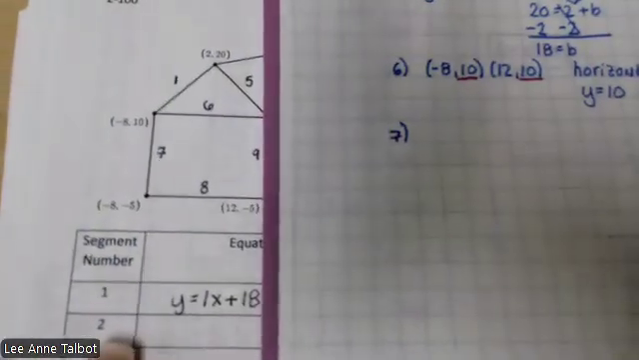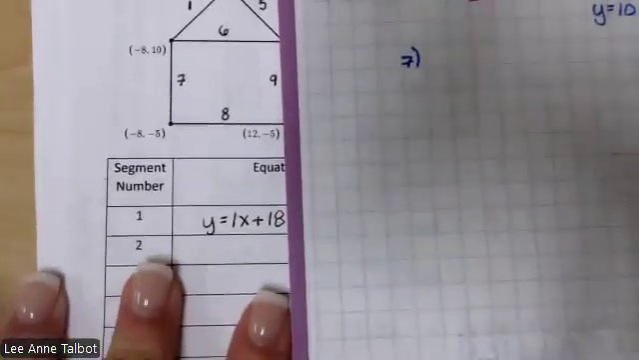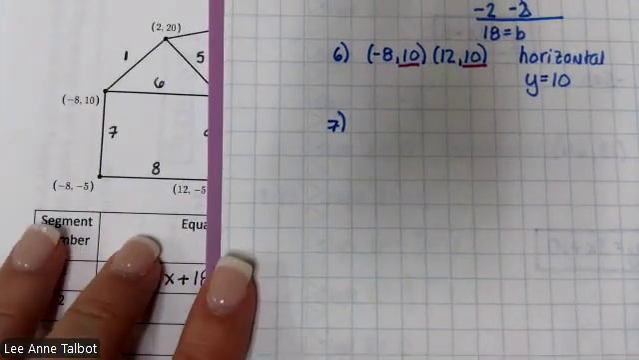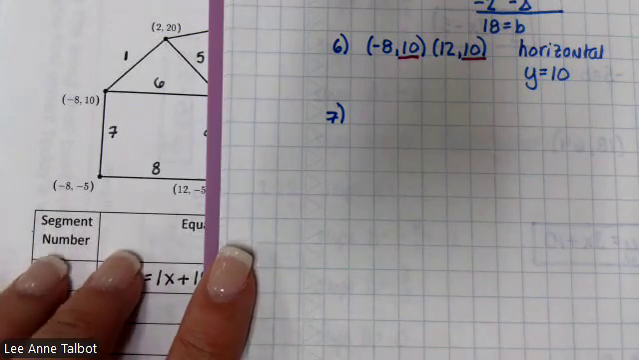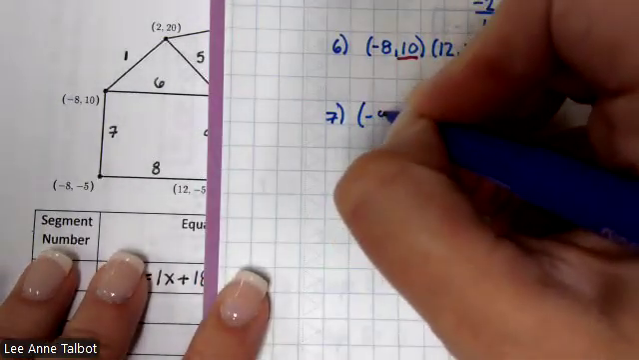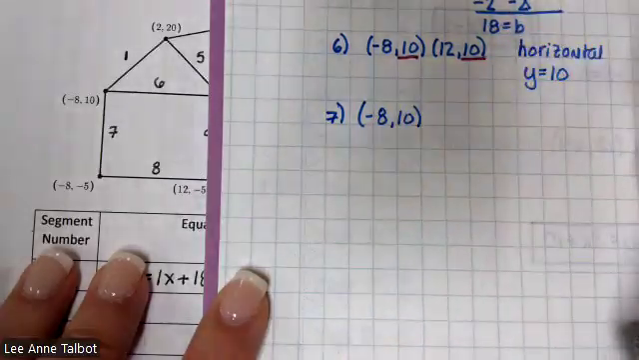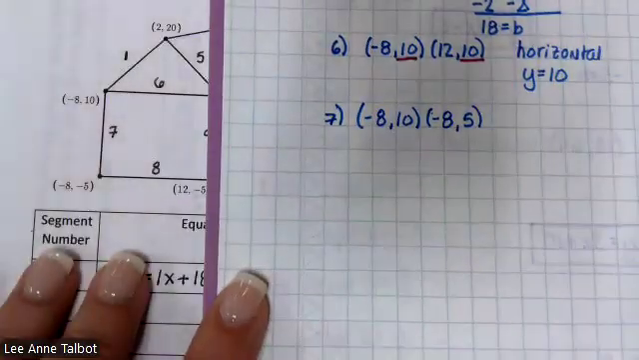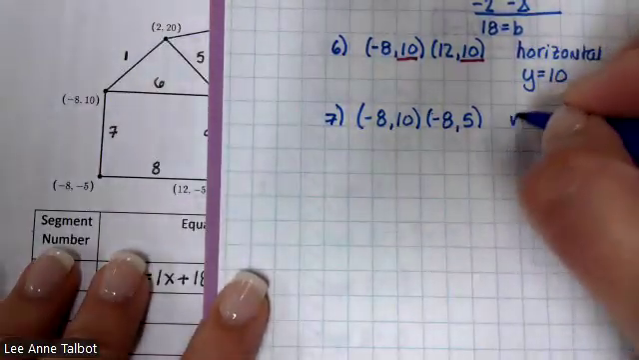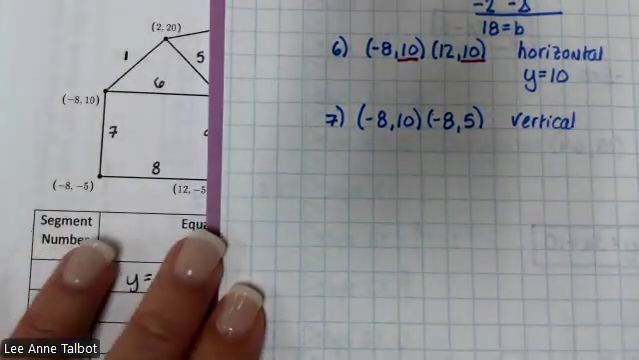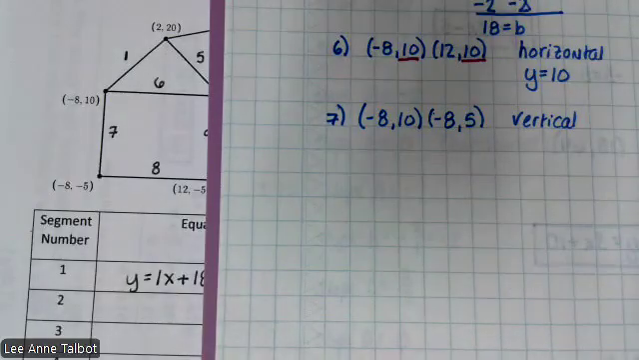What are the two coordinates on either side of segment 7? -8, 10, and -8, 5. And this one is vertical. Everybody good so far?